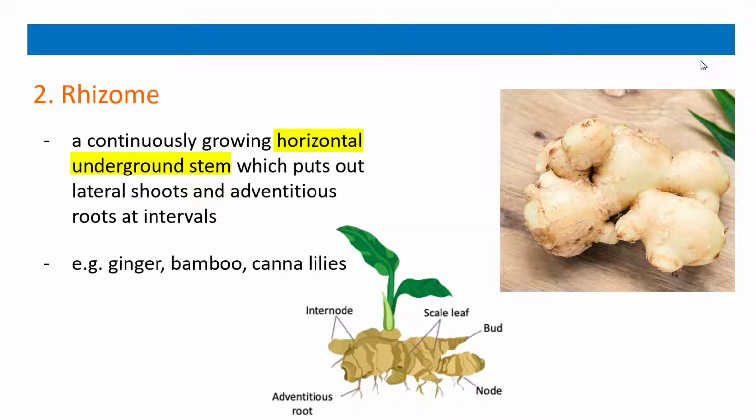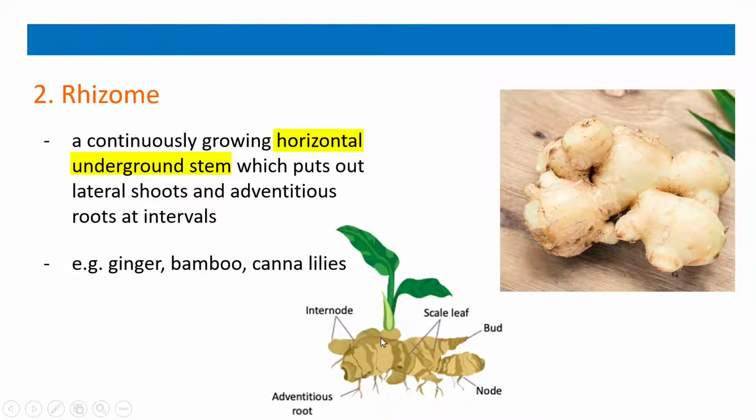So we're done with letter B for bulb, and we'll proceed with letter R, which is for rhizome. Now the thing that you have to remember about rhizome is that these are continuously growing horizontal underground stems. And later on, they will be putting out lateral shoots and also adventitious roots as well. And the prime example to that would be the ginger, and other examples would be bamboo and also canna lilies.